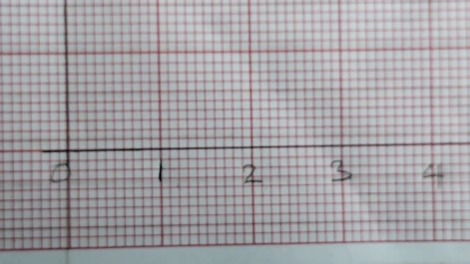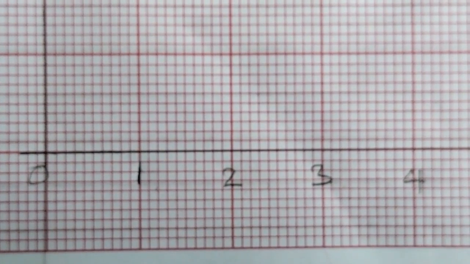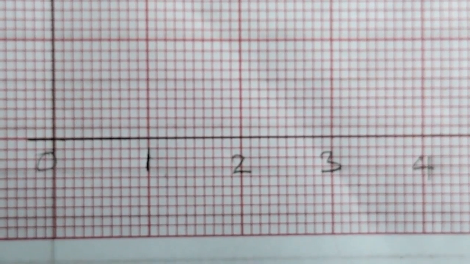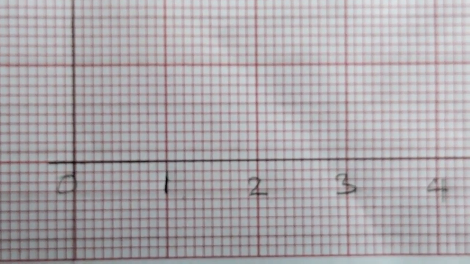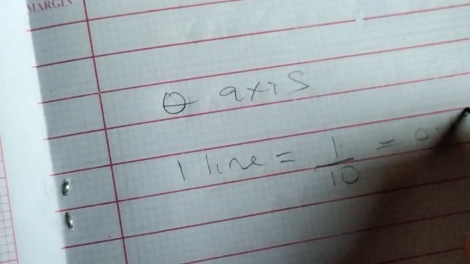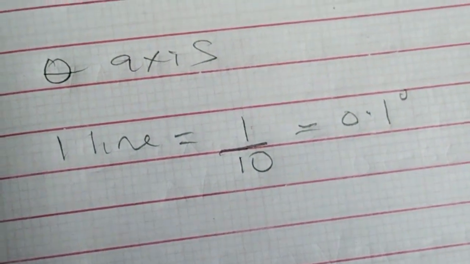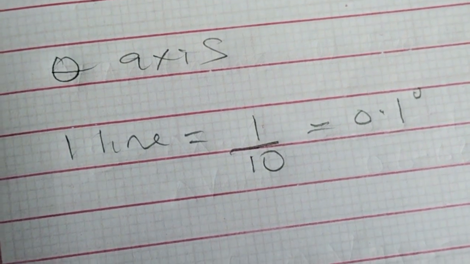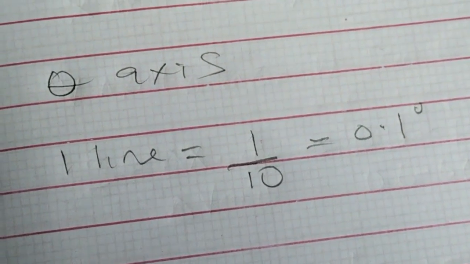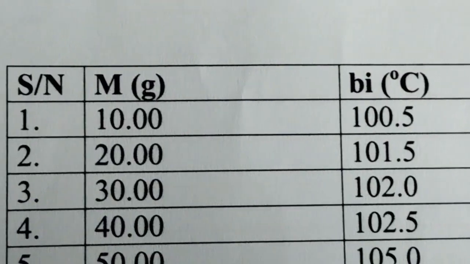So what we have to do is find out what one line represents here. On the theta axis, since it's 1 degree for one box, and there are 10 lines in one box, we count what one line represents. One line will be equal to 1 degree over 10, which gives us 0.1 degrees. So one line is 0.1 degree on the horizontal axis. So we can easily count small values like 0.5 and 1.5, and then plot our graph. So let's go to the graphing.